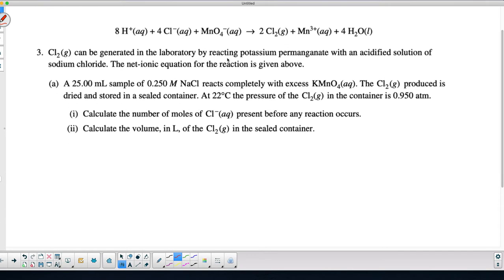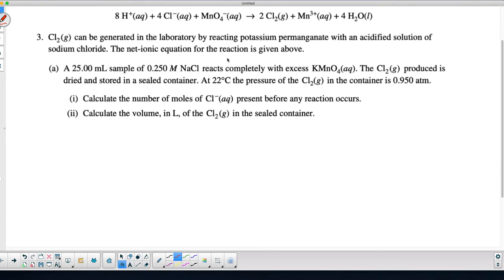Now, this is not a chapter 14 problem. Part A is part of chapter 3 and chapter 4. For stoichiometry, the calculations with equations, and molarity is chapter 4, I believe. So let's do a quick review for part I. We're going to calculate the number of moles of Cl.